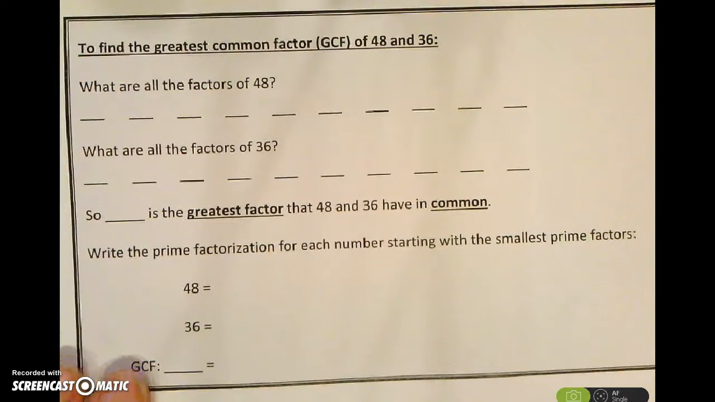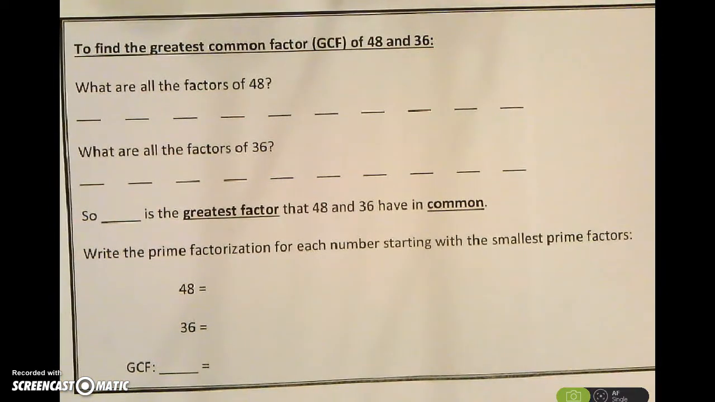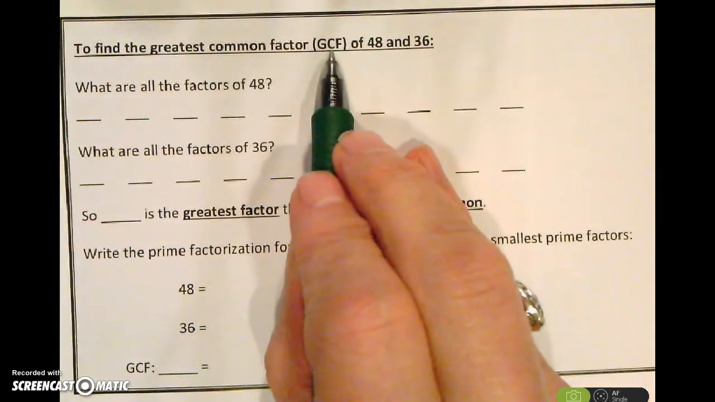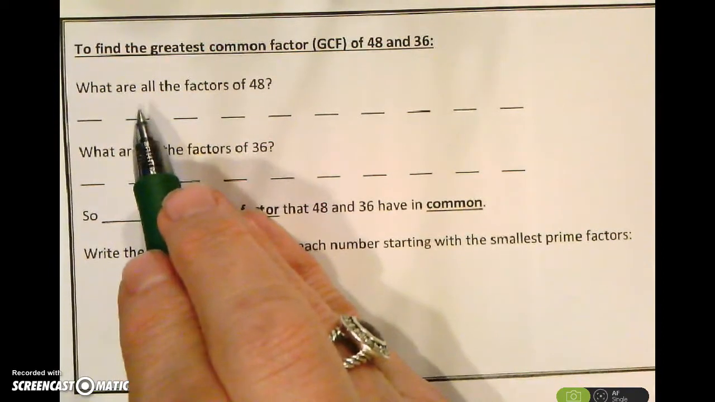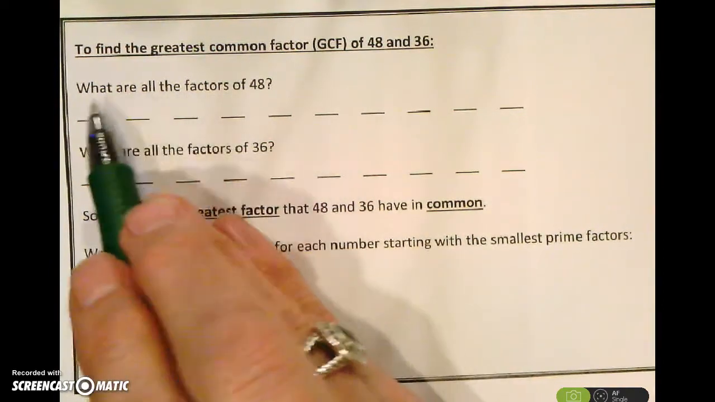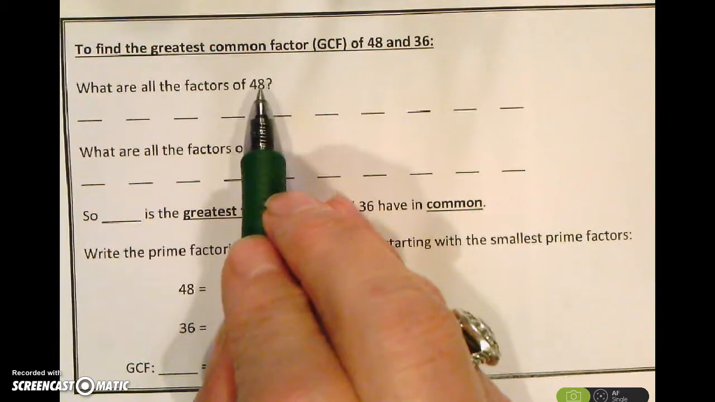All right, so to find the greatest common factor, this is something you've done before. We're going to call it a GCF. We're going to talk about it a whole lot. So GCF of, in this case, 48 and 36. There's a couple of ways to do it. So this first one, we're going to list all the factors of 48.